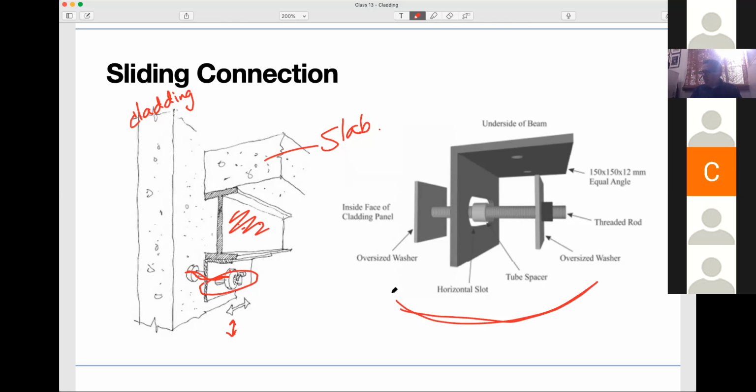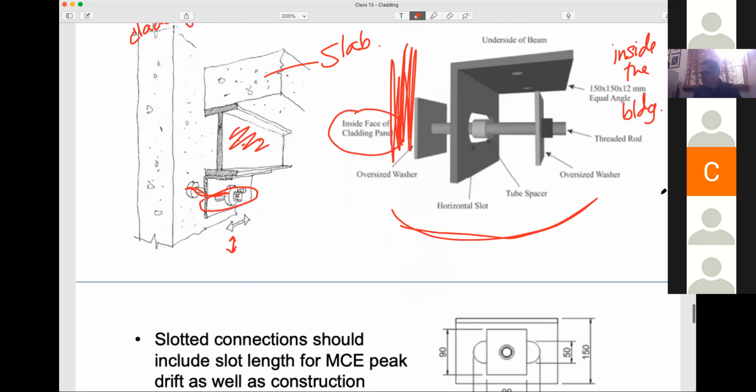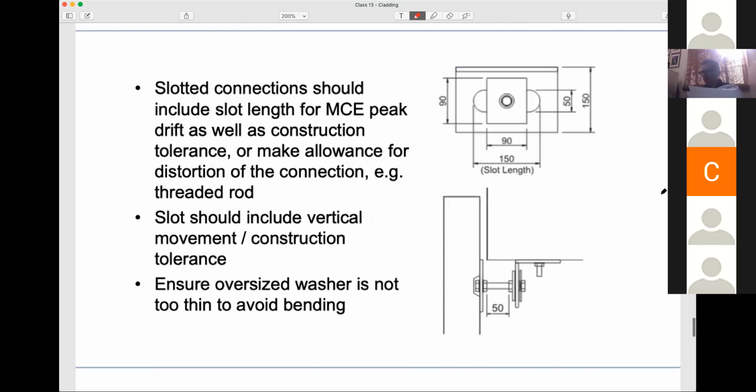So here's another look at how those connectors would be created. And just to highlight here, this is where the cladding is, right there, sort of inside the building. So here's a look at some of the slotted connections and some of the connection points that would be created. We'll talk about that in just a minute.